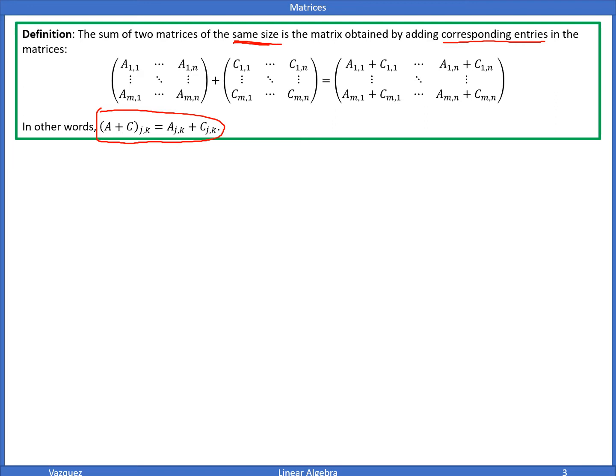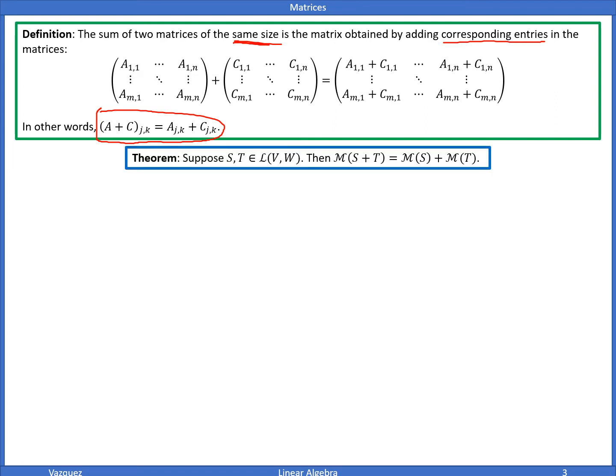A good exercise for you is to prove this next theorem. It says suppose S and T are linear maps from V to W, then the matrix of S plus T is equal to the matrix of S plus the matrix of T.